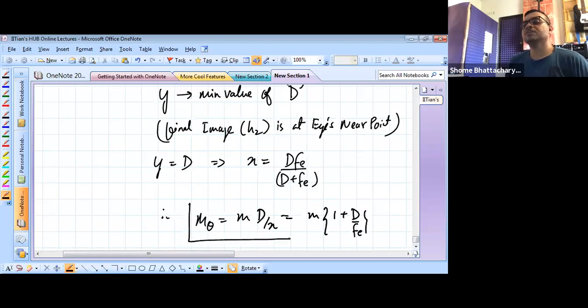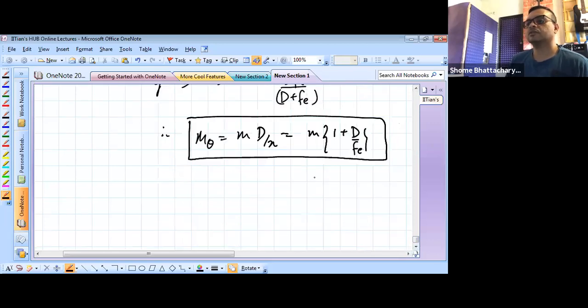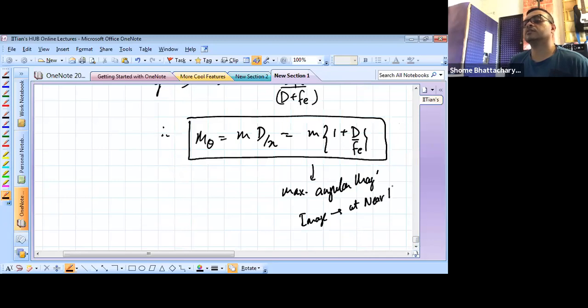So again, you can see the formula is symmetrical. For simple lenses, it was 1 plus D by f for the near point and D by f for normal adjustment. Here it is D by fe, multiplied by a factor of the magnification. So this is the maximum angular magnification, and the image is at the near point, so there's maximum strain for the eye. Okay, so this is the concept of the microscope.